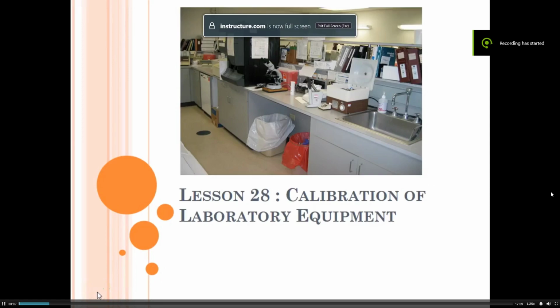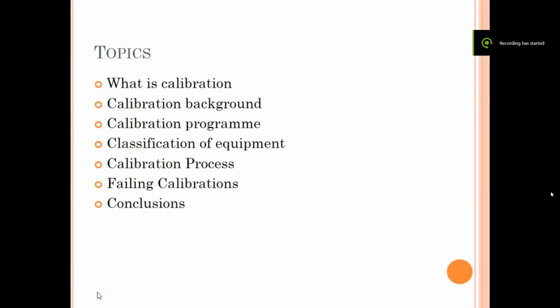Lesson 28 is entitled Calibration of Laboratory Equipment. In today's lesson, we will cover the following topics. What is calibration? I will discuss a little bit around the background of calibration and calibration programs, how you calibrate equipment, the process involved in calibration, and what happens when you fail a calibration, and finally the conclusions.